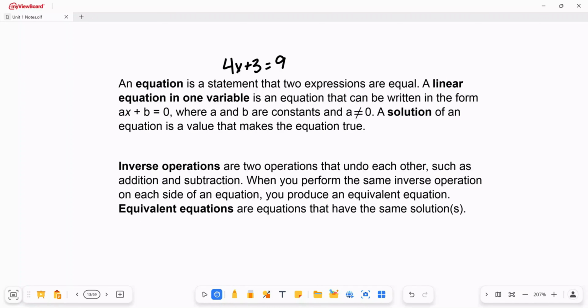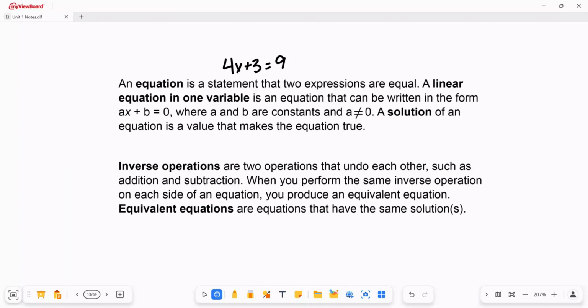A linear equation in one variable is an equation that can be written in the form of ax plus b equals 0, where a and b are constants and a is not 0. That's just saying that we're able to write it with one letter. A solution of an equation is a value of the variable that makes the equation true. So when I go through and solve for x in that top equation that I just wrote, whatever number I get is what makes it true.